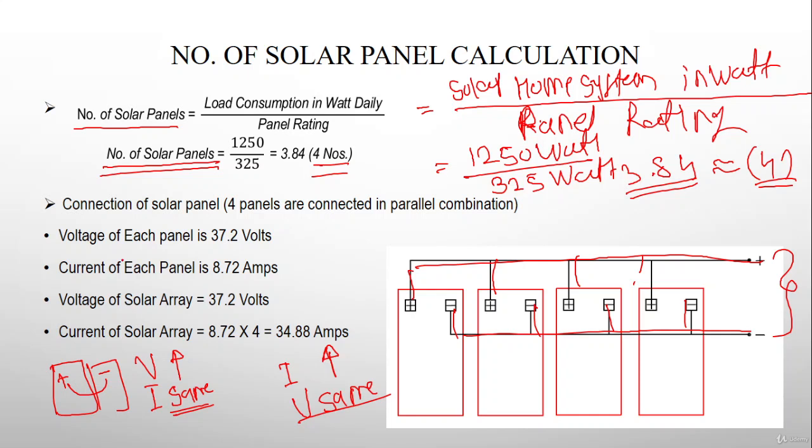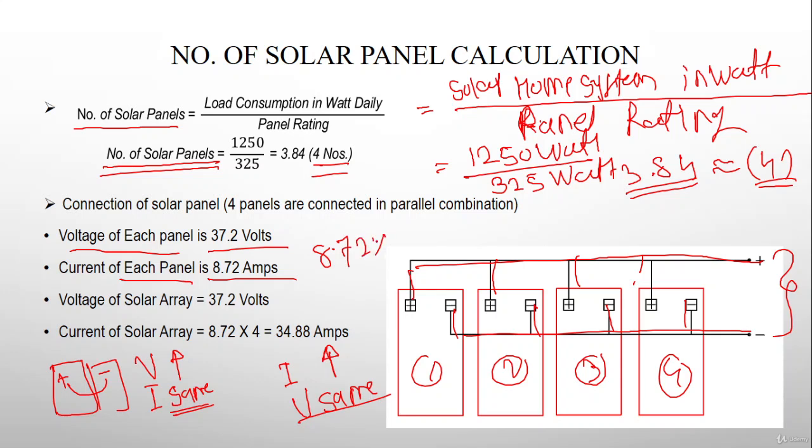So we know the voltage of each solar panel is 37.2 volt. Current of each solar panel is 8.72 ampere. Then if we are connecting the 4 panels in the parallel combination mode over here, the current will increase. So 8.72 ampere multiplied by 4, we are getting the total current as 34.88 ampere whenever we measure with the help of the multimeter at this end. And the voltage will remain the same, which is 37.2 volt.